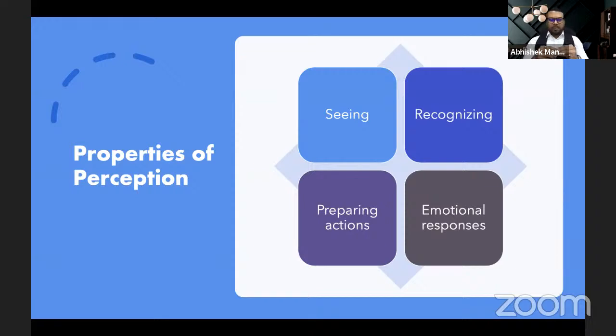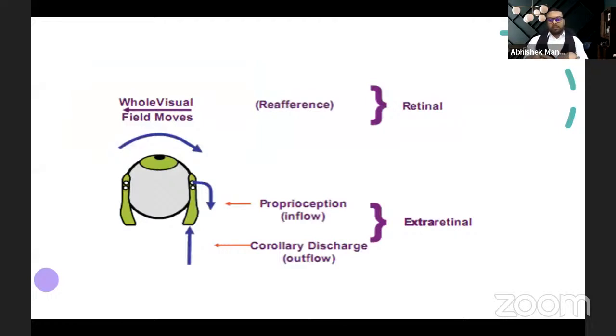Some of the properties of perception are seeing, recognizing, preparing action, and emotional responses. When we see an object, the stimulus goes into the eye, then through the visual pathway to the brain. The brain interprets that information and sends back an outflow of stimulus, and based on that we make an emotional response. Although I'm talking about it so easily, it's a very complex process, and it takes a lot of perception within the visual system. What I'll be emphasizing is the pathway that takes the information to the brain and then sends the information back, helping us make an informed decision about what exactly we will react to.